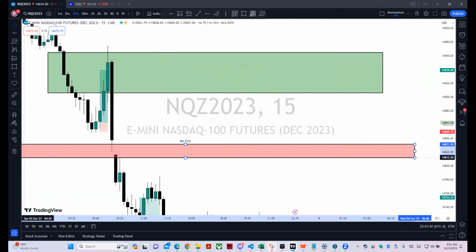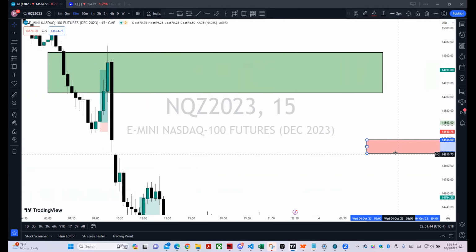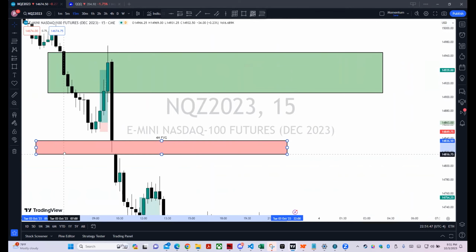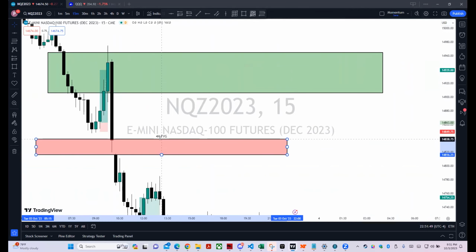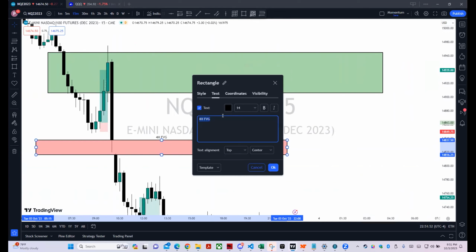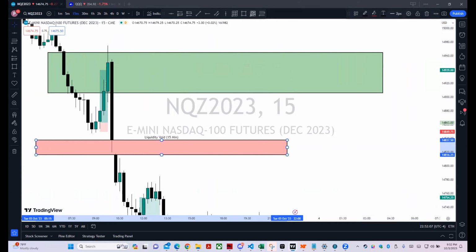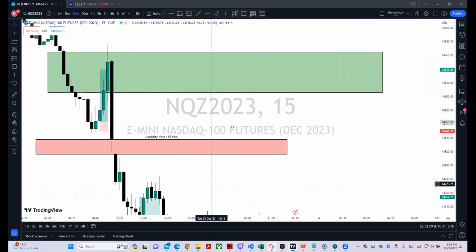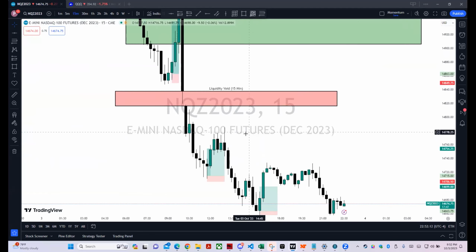There we go. One day. This is actually a liquidity void. Always denote your time. Always. It'll save you a lot of heartache when you have a lot of zones on your chart and you're like, what am I even looking at? Okay.